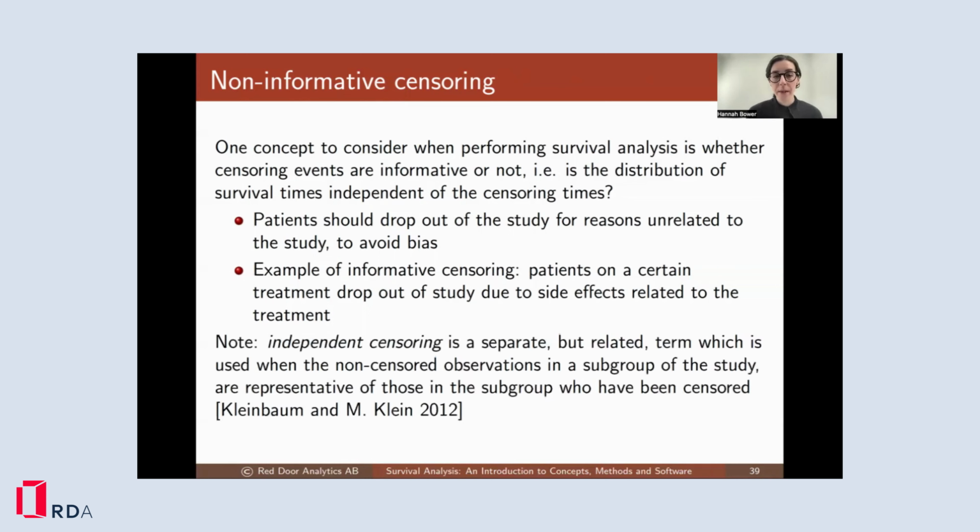Note that there's another term, independent censoring, which is a separate but related term, which is used when the non-censored observations in a subgroup of the study are representative of those in the subgroup who have not been censored. If you want to read a bit more about this, you can in the reference here.